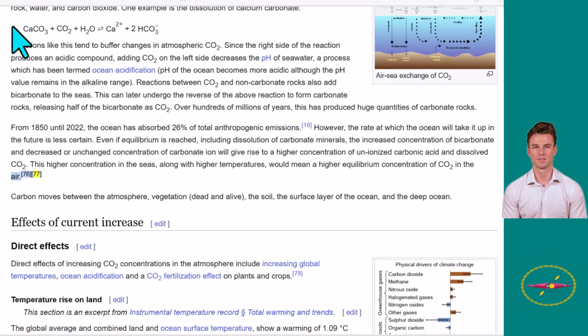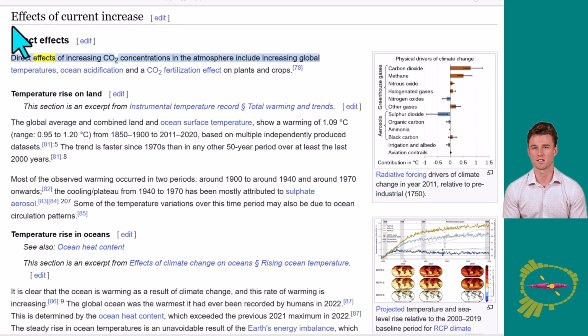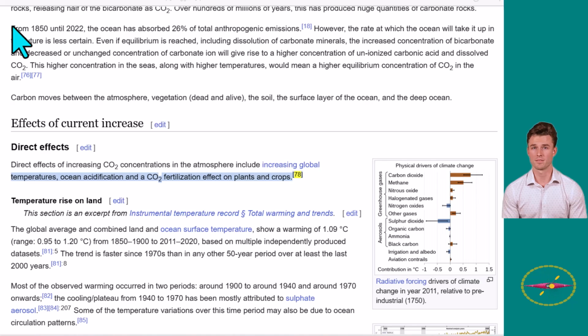Carbon moves between the atmosphere, vegetation, dead and alive, the soil, the surface layer of the ocean, and the deep ocean. Effects of current increase. Direct effects. Radiative forcing drivers of climate change in year 2011, relative to pre-industrial, 1750. Direct effects of increasing CO2 concentrations in the atmosphere include increasing global temperatures, ocean acidification, and a CO2 fertilization effect on plants and crops.